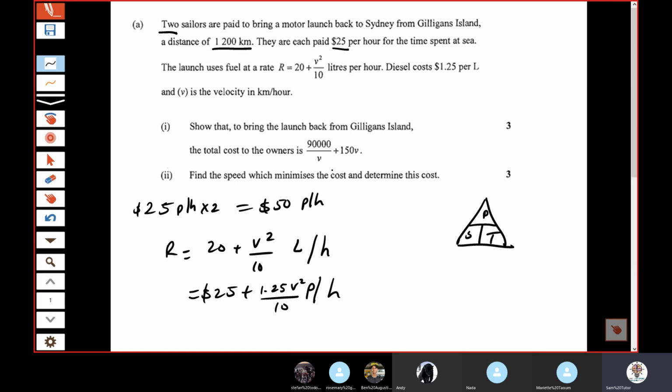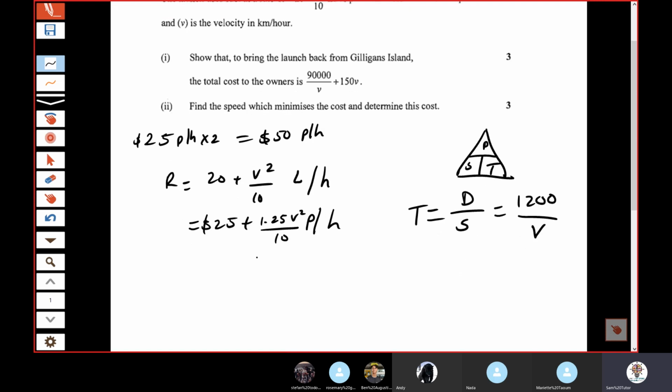Now, obviously we want to show that the total cost to the owner is this. So we know the total cost is technically 50 plus this amount per hour, but for how many hours are they going? We know that because time is equal to distance over speed. The distance is 1200 over speed, which is v. So now I know the total cost equals 50 times 1200 over v plus 25 plus 1.25 v squared over 10.